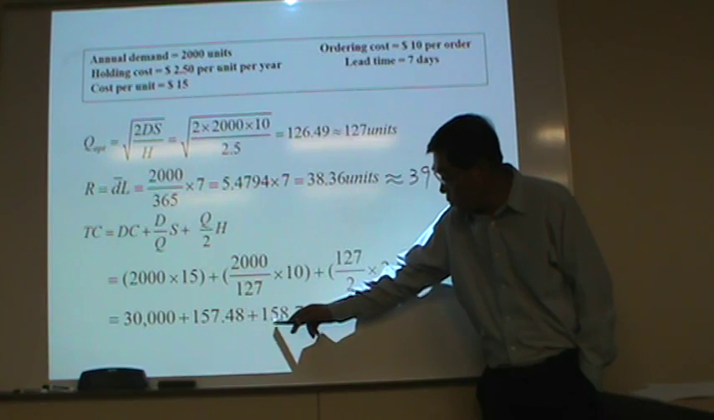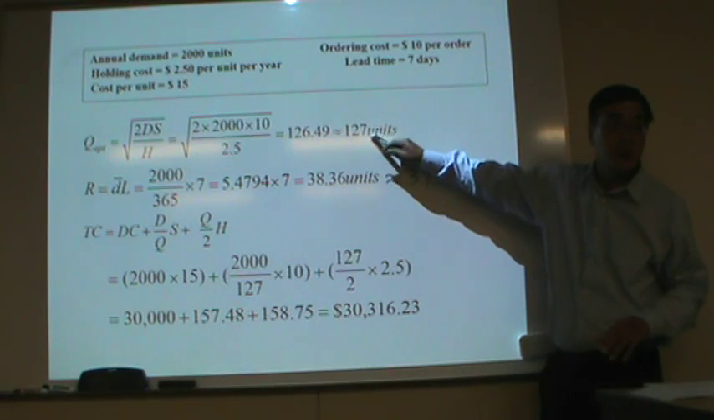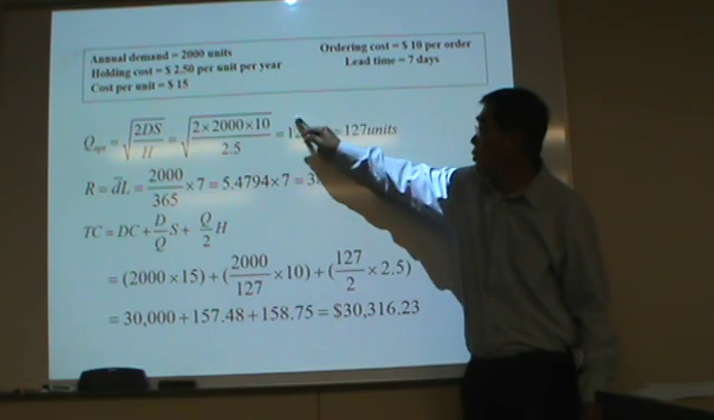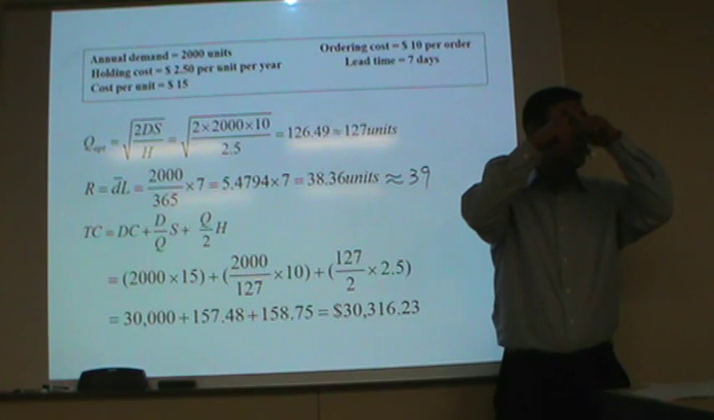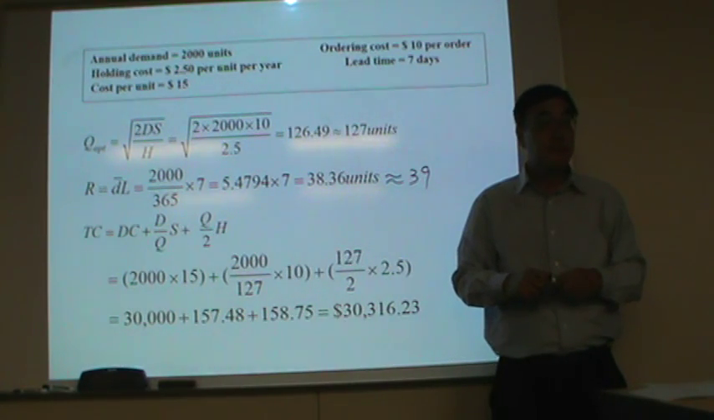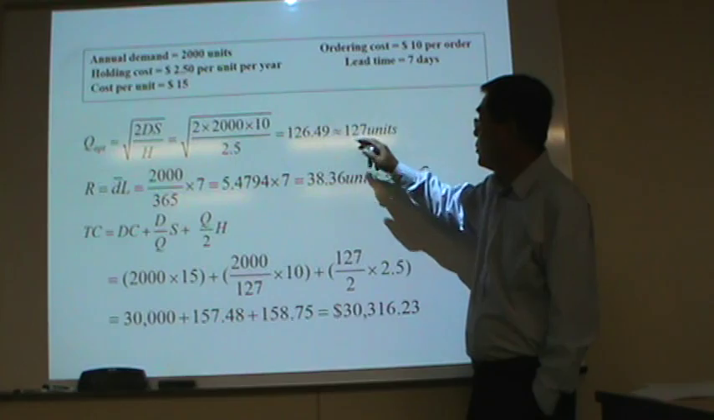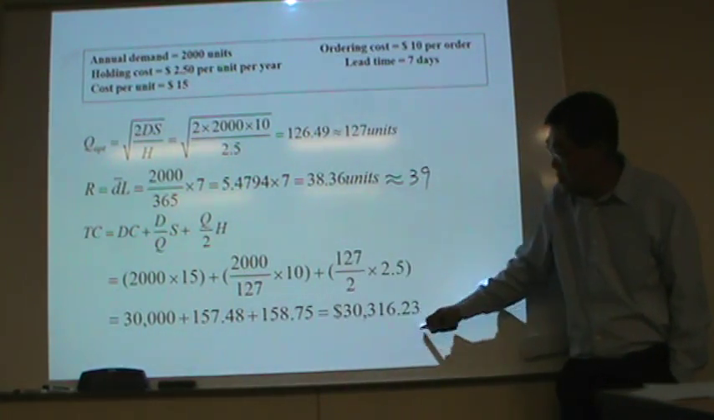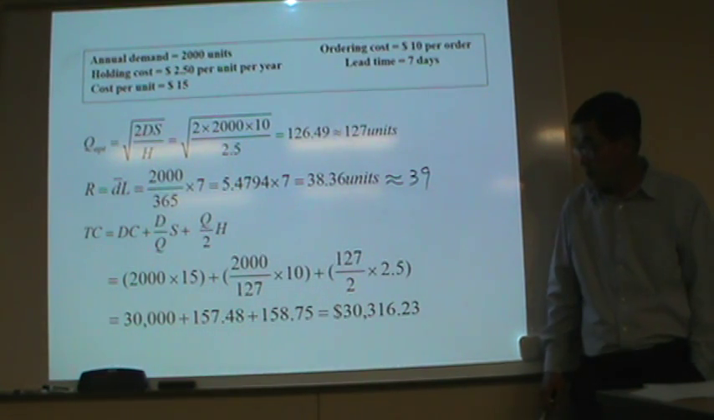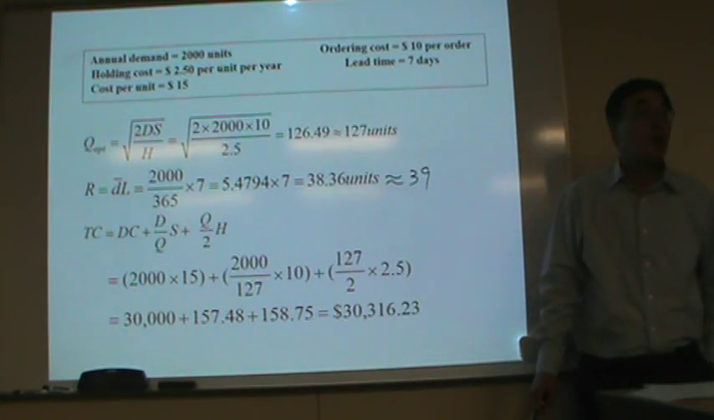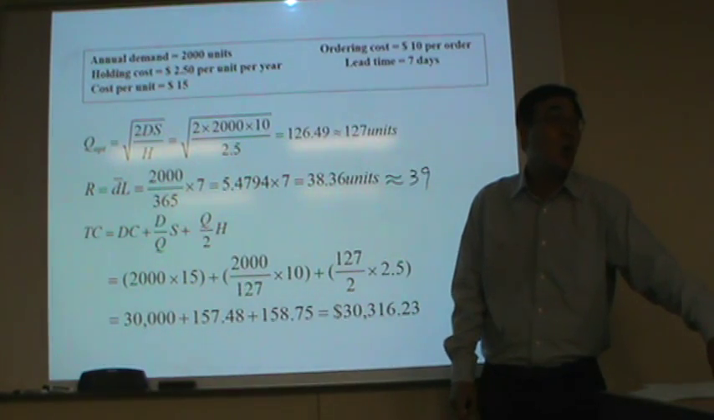157.48, 158.75. They are a bit different because we used this amount, right? If we use this one, 126.49, then they are the same because it's on the crossing point, right? So anyway, if order quantity is 127, total cost is $30,316.23. This should be the lowest total cost because this one is optimal, or EOQ.